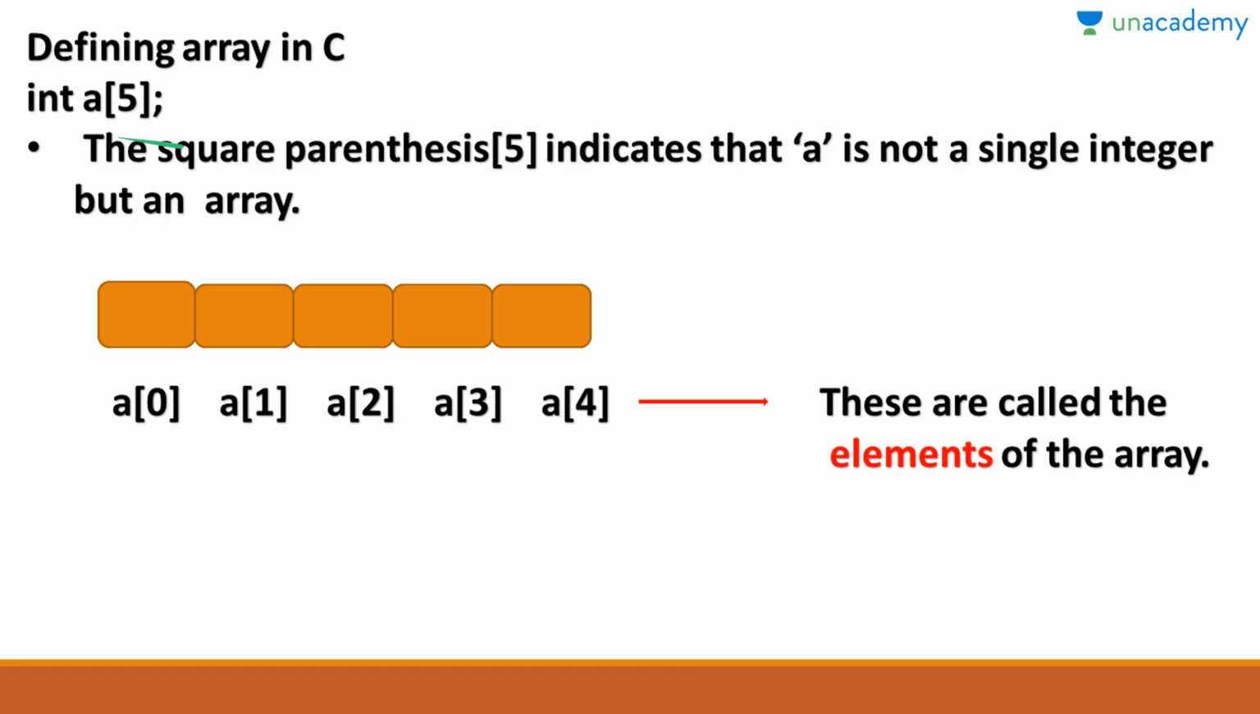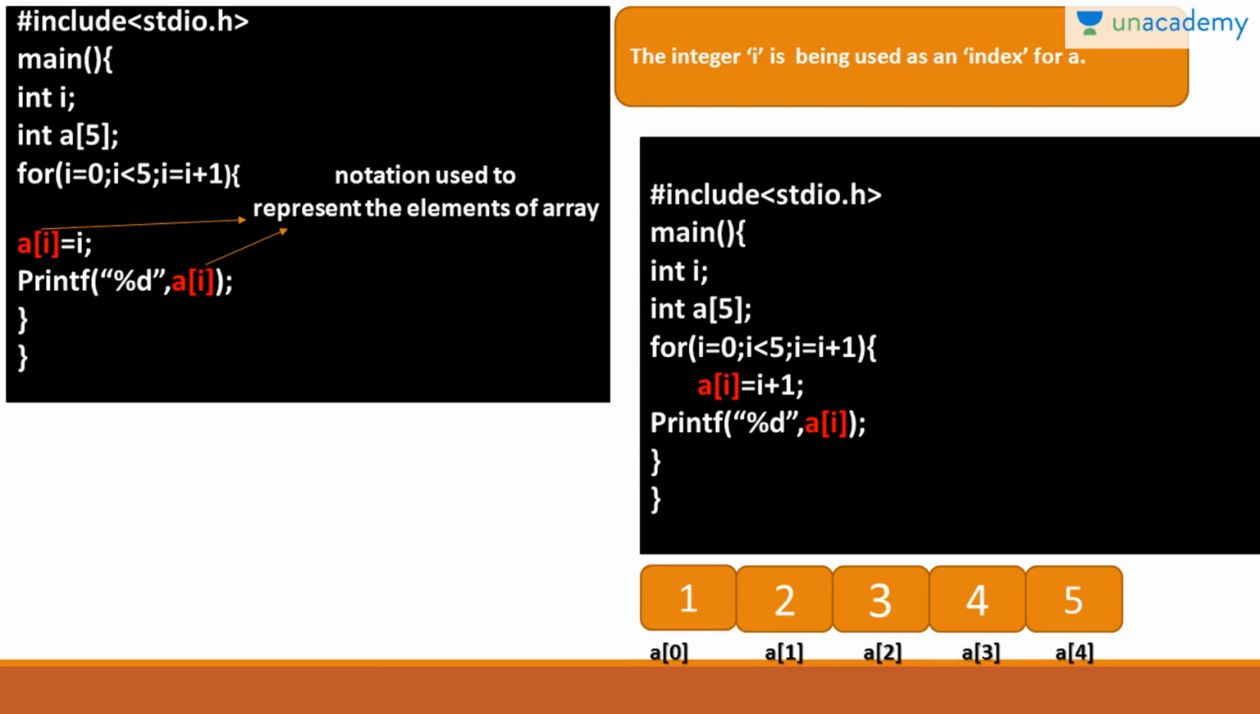So here a[0], a[1], a[2], a[3], a[4] are the elements of the array. a[0] is the first element of the array, where the first element will be stored. Here the second element of the array will be stored, here the third, here the fourth, and here the fifth element will be stored. So these are called the elements of the array, and 0, 1, 2, 3, 4 indicate the index of the array.